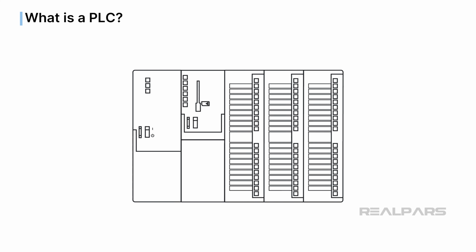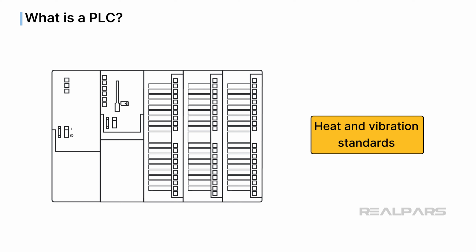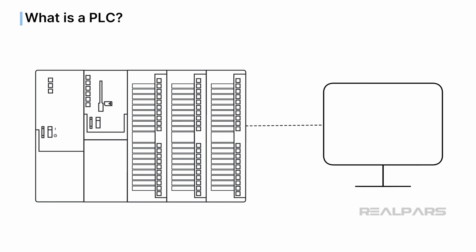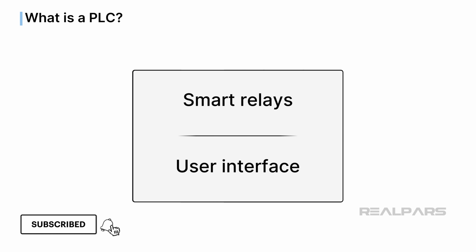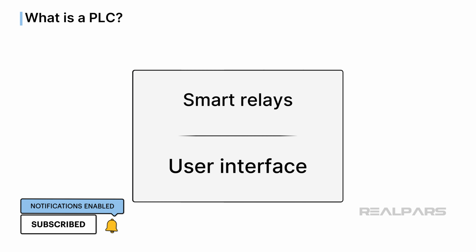The PLC is a computer that has been adapted for industrial use. What does that mean? PLC controllers and components are selected to meet heat and vibration standards set for industrial environments. PLC operating systems also do not have the same overhead as Windows or Apple machines. Regular computers can be configured for PLC-type processing, but are not considered reliable for industrial control. Thus, picture a box with smart relays and a user interface.